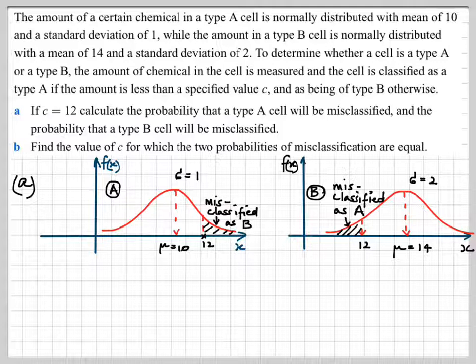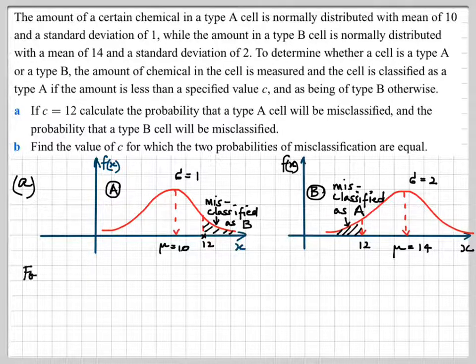So this right-hand graph is the B cell. So presumably if we've got less than 12 in that left-hand tail, then we're calling that an A, but it's really a B. So those two shaded-in tails, the right-hand tail on the left-hand graph and the left-hand tail on the right-hand graph, are the probabilities we're looking for, because they're the misclassification probabilities, yeah? Now I think we can do this, don't you? I think it's easy, now we've got it interpreted.